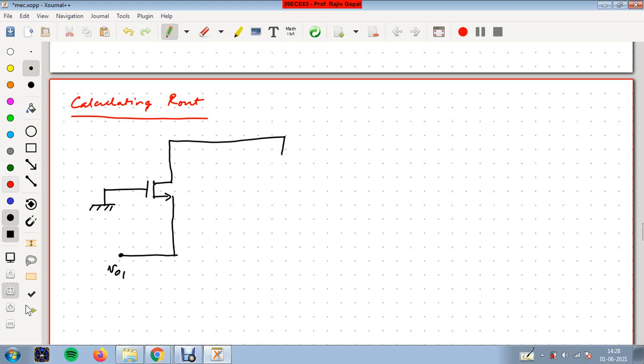Remember, I have to find out Rout, right? Rout is in this direction. So what I'll do, I'll remove all RL, everything. Okay, I'll put a voltage source there, and I'll put some current there. So when I do this voltage divided by current, I will get Rout. So I will do this. So plus minus Vx, and the current flowing through this, I will call it as Ix. Okay, so when I do this, Rout here is same as Vx by Ix.